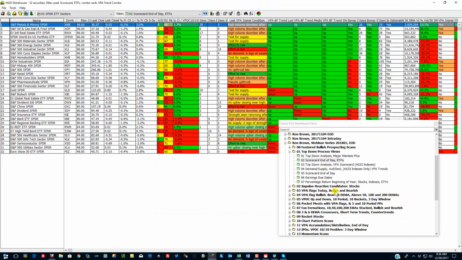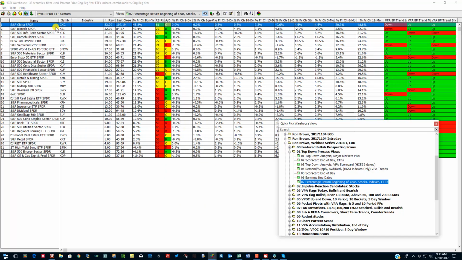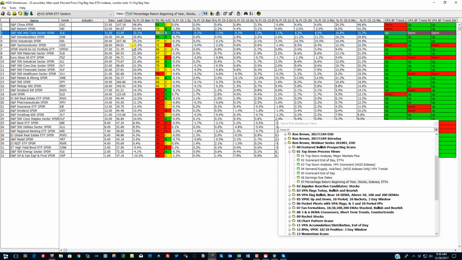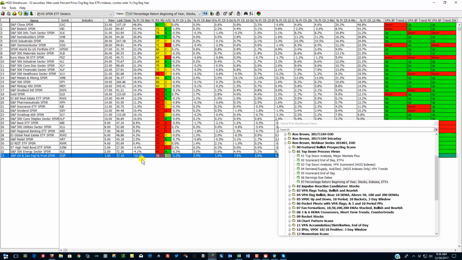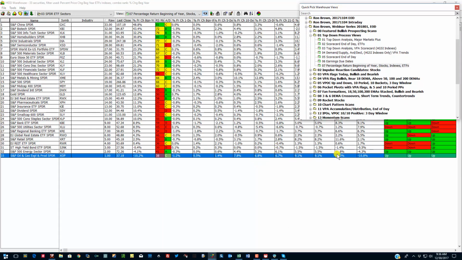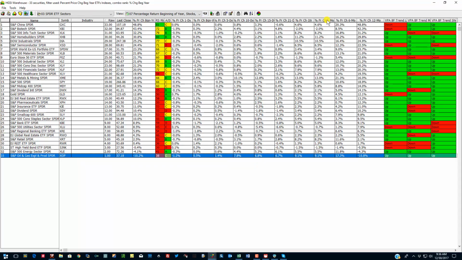I want to go back to this percent return since the beginning of the year. You can see that since the beginning of the year, the China Spider has been up nearly 50%. Biotech has been strong, Infotech, and so on. Oil and gas exploration and production did poorly, but recently, if you look over here, over the past 21 days it's up 6.7%.